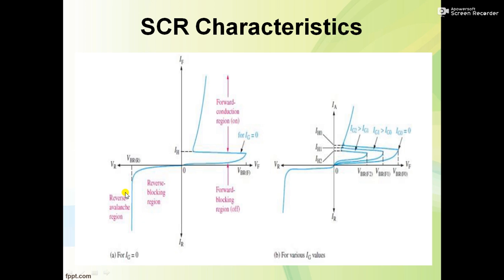Whatever device we are using, if the reverse current suddenly increases, it comes under the breakdown region. It means the avalanche region.